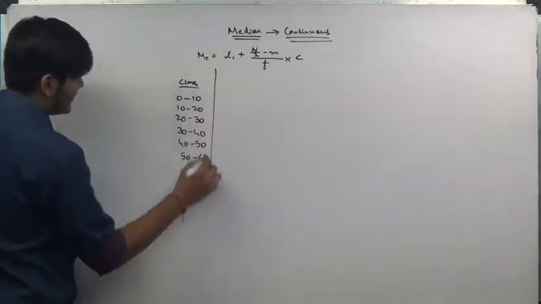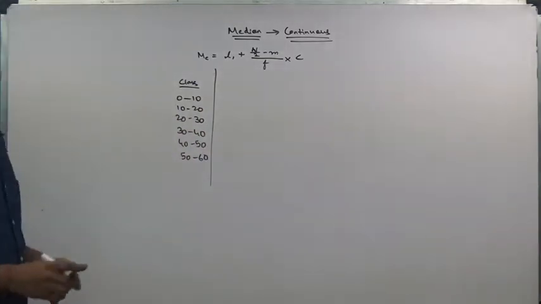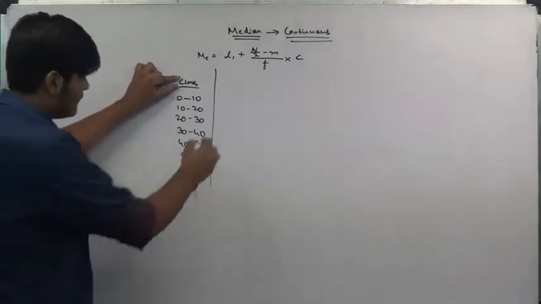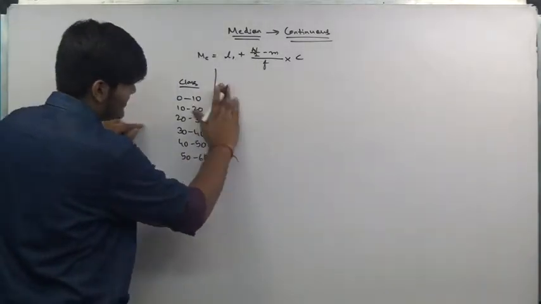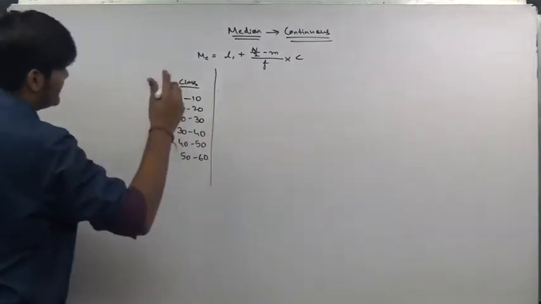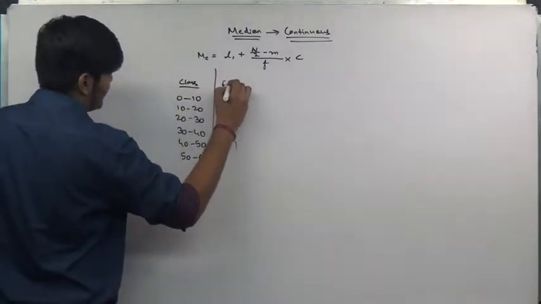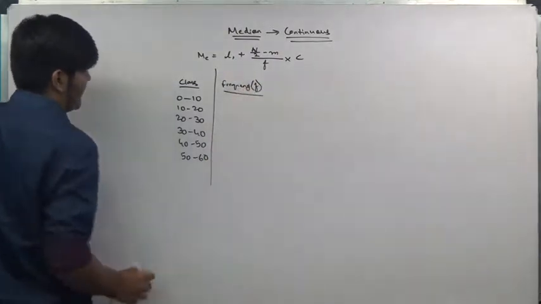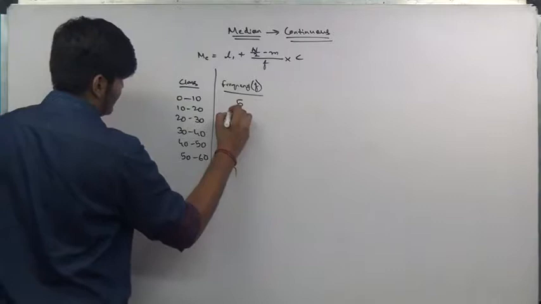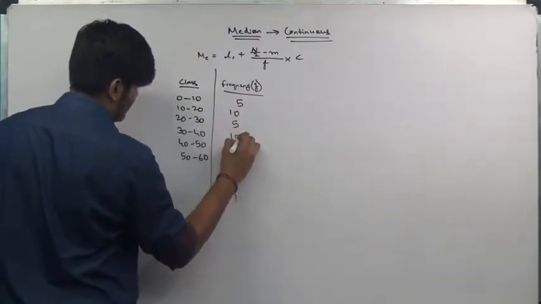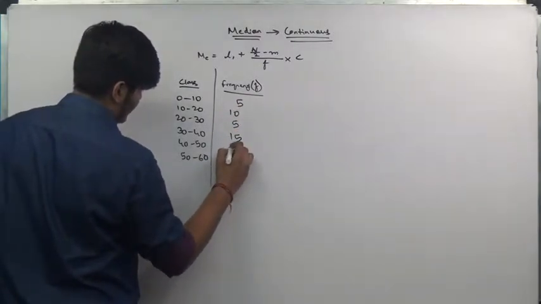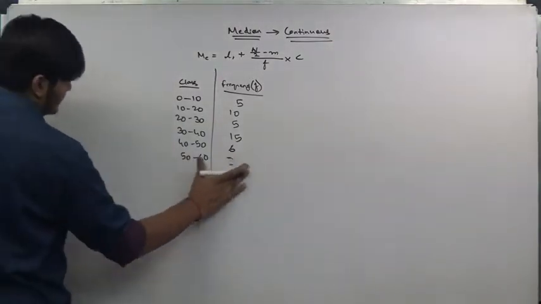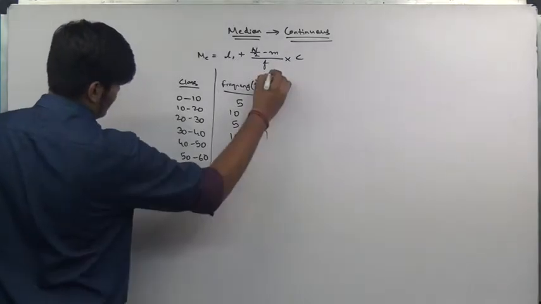Now, the good thing about this is you don't need to find any kind of middle value. Like we used to find one more column for small x, but we don't need to do this here. Directly we'll have the answer from the class itself. Next, the frequency has been given, f. Supposedly 5, 15, 6, I'll just take it as 4. Fine.